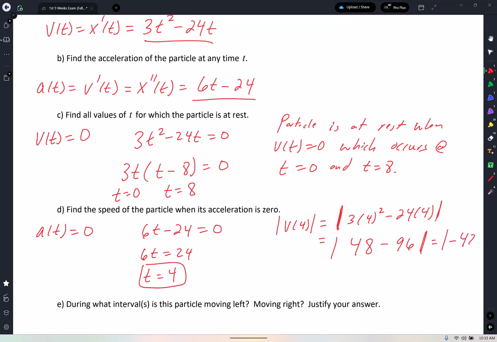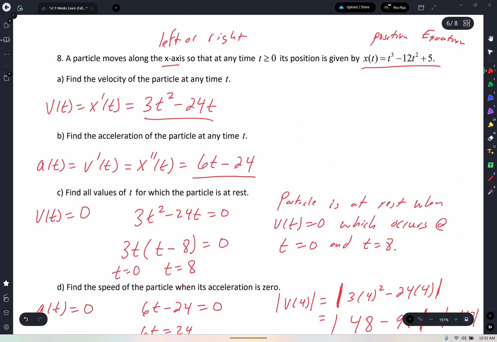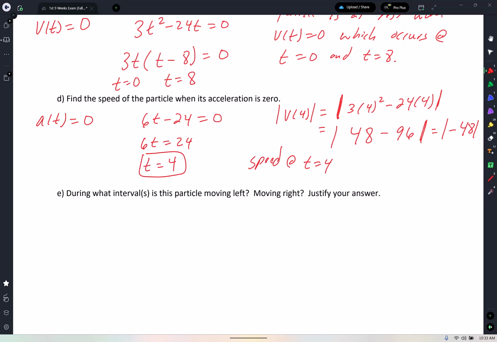What's absolute value of negative 48? 48. So I'm going to write speed at t equals 4 seconds. Or it doesn't give me units, does it? Nope. Speed at t equals 4 is 48. If I had units, I would put them in there. I don't have any units.